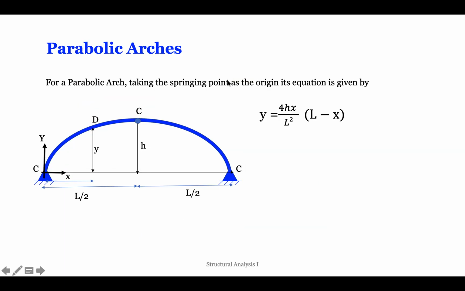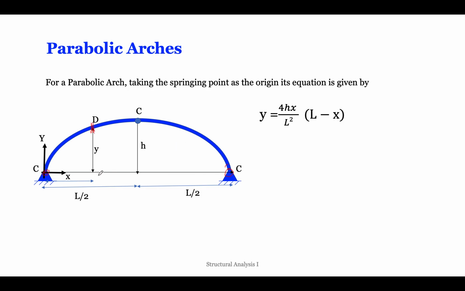Okay, now coming to the parabolic arch. For a parabolic arch, considering the springing points, these points. So when the shape is a parabola and you consider any point D on the arch, how do we calculate that y distance?